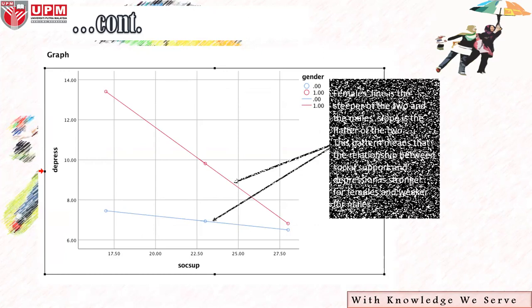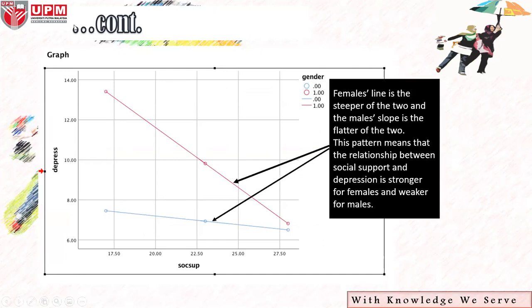Alhamdulillah. Okay, so based on this diagram, we can see female's line is the steeper of the two and the male slope is the flatter of the two. So this pattern means that the relationship between social support and depression is stronger for females and weaker for male.